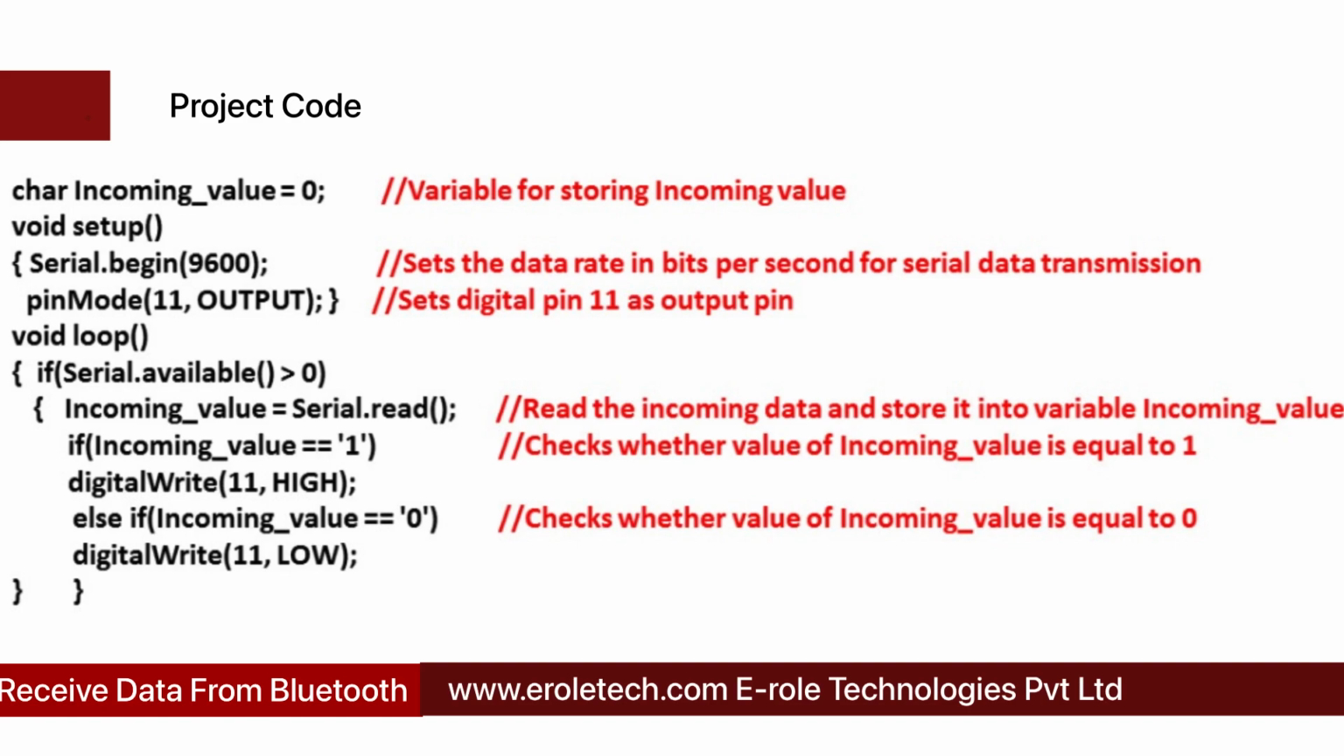Red LED is connected with pin number 11 of Arduino, so we will make pin 11 of Arduino an output pin. Void loop. This function will run over and over again forever, so whatever we have written inside it will repeat forever. Serial dot available 0. It means if any data will be received, then program will go under this loop. Incoming value variable will store the received data. If received data is 1, then LED will turn on. If received data is 0, then LED will turn off.